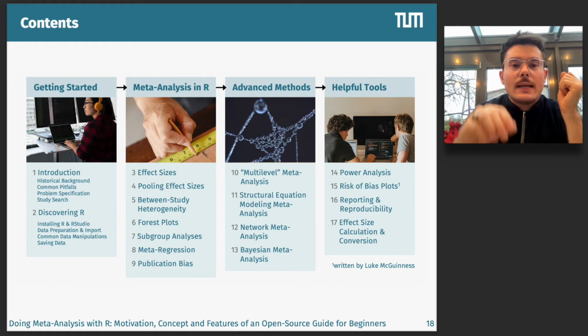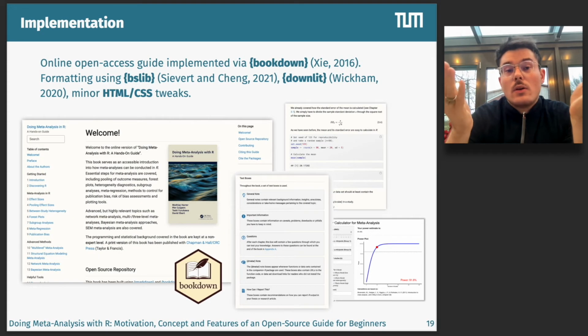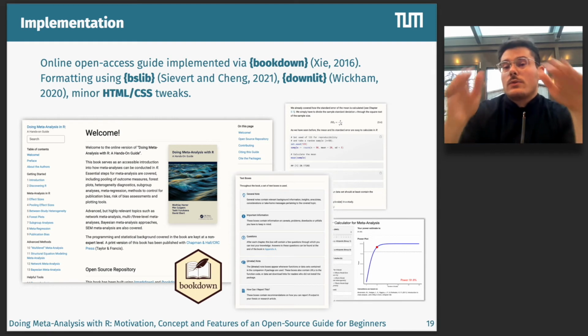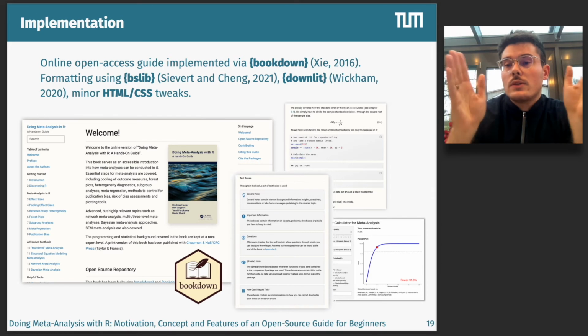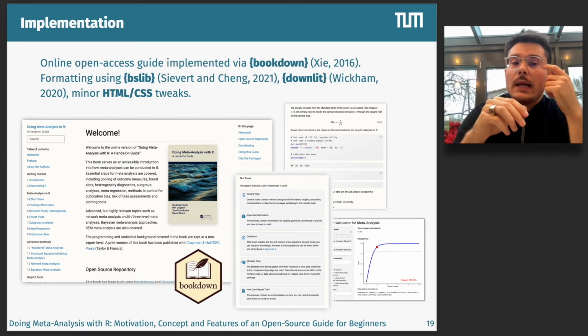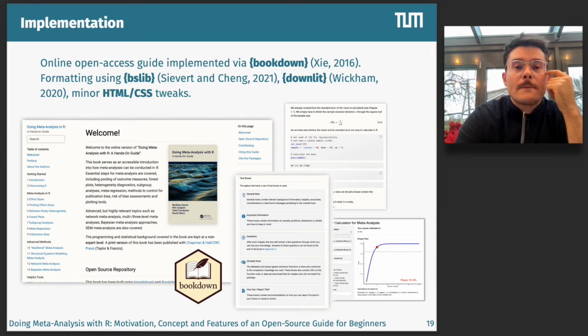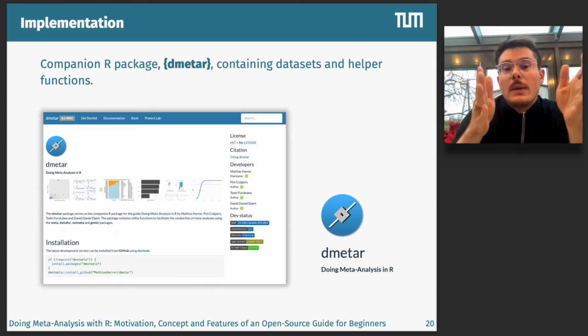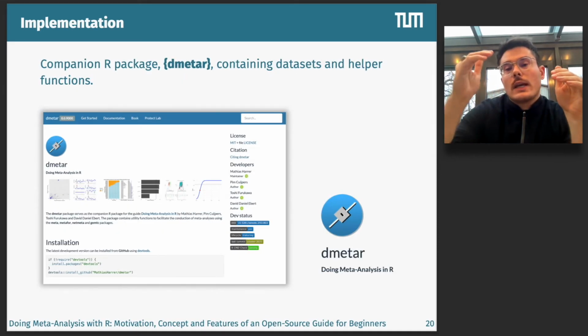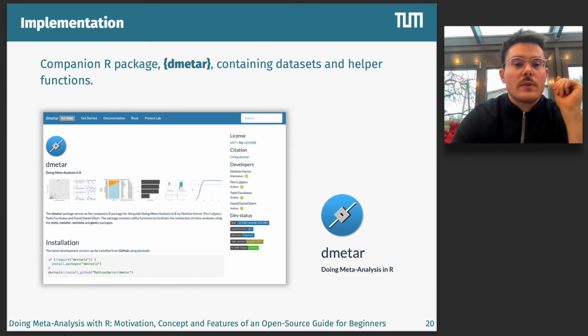The guide lives on an open access website, which we built using bookdown, using this really nice 3-column Bootstrap 4 theme, as well as using a few additional packages and some minor HTML and CSS tweaks. The guide also introduces a companion R package called Demeter, which contains all the datasets used in the guide and also a few minor helper and wrapper functions.